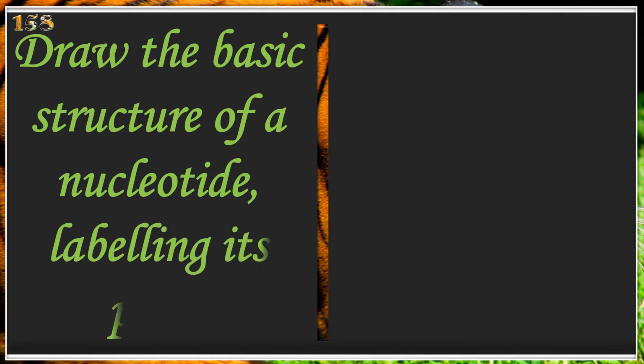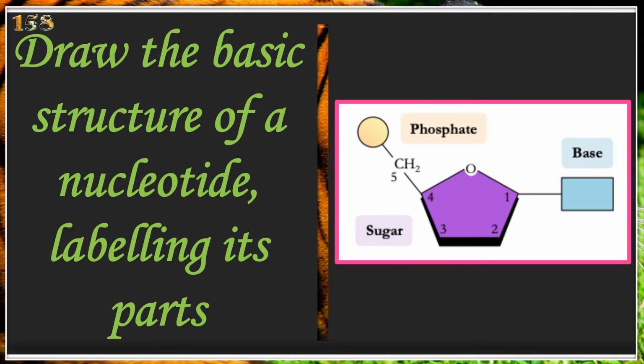Draw the basic structure of a nucleotide, labeling its parts. Our nucleotide has a phosphate, a sugar, which is a ribose or deoxyribose, and it has the base.